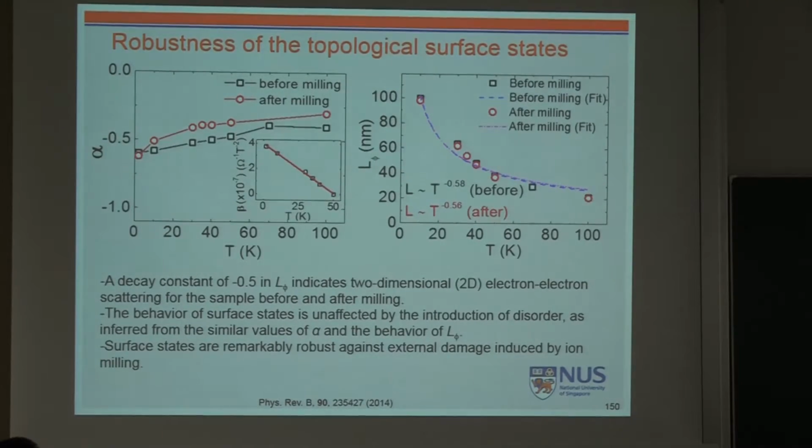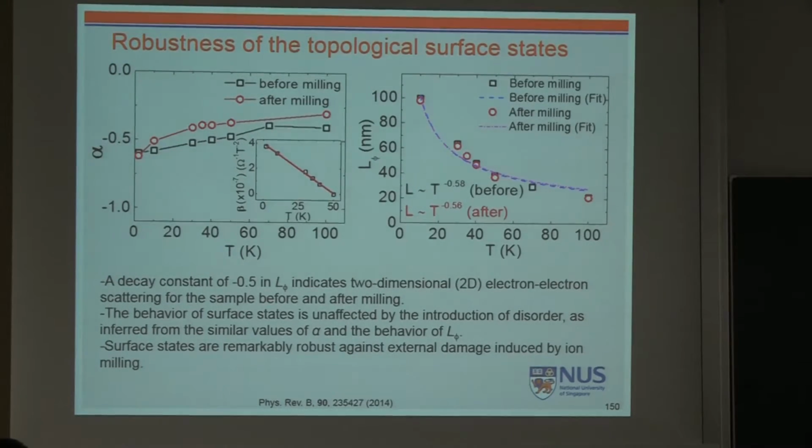Then we looked at weak antilocalization, because this is a typical measurement to look at quantum coherence. We found that before the milling and after the milling, this weak localization parameter is fairly constant, at minus 0.5, and doesn't change much. And the phase coherence length is almost the same.